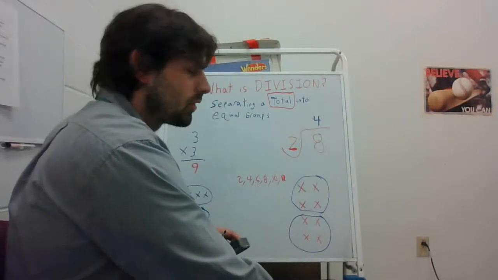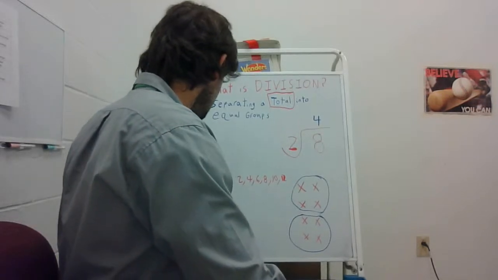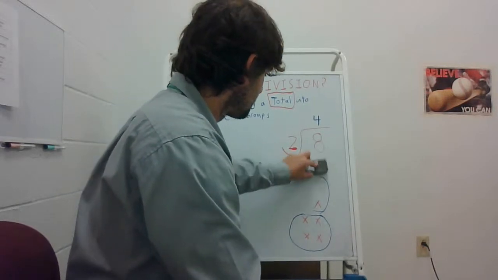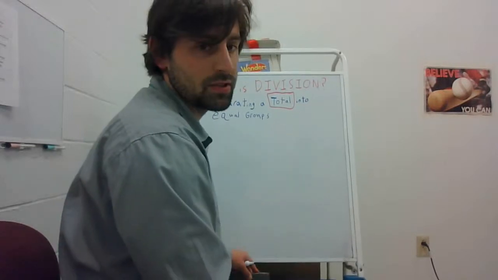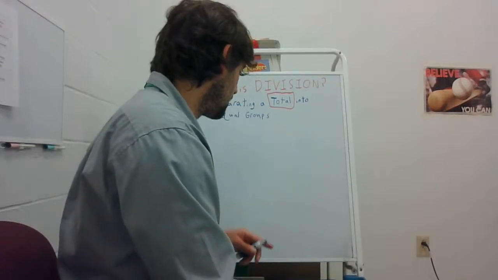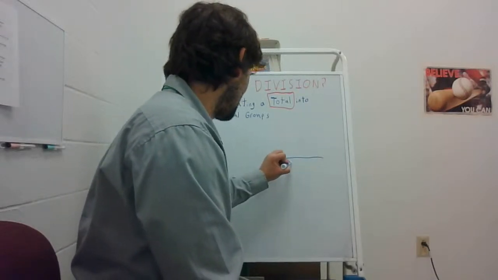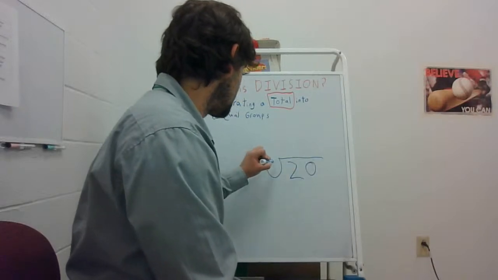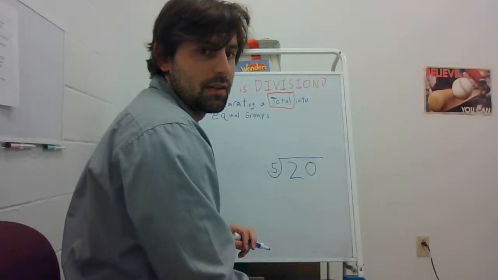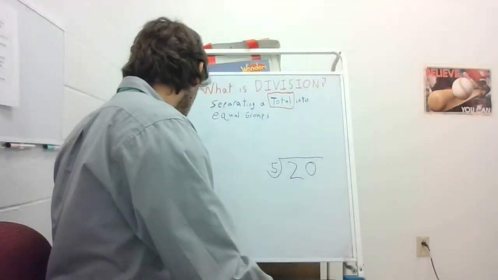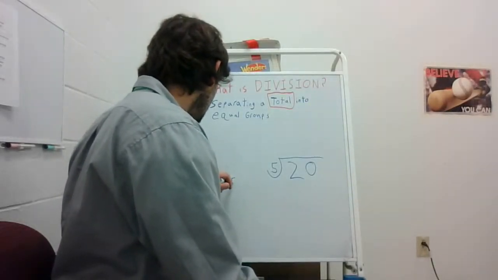All right, now I'm going to do another one. I'm going to solve both ways. I'm going to solve a problem the skip counting way, and then I'm going to solve a problem by actually drawing the x's. I'm going to show both strategies. So 20 divided by 5. So if I wanted to skip count by 5s, I'm going to draw all the numbers counting by 5.